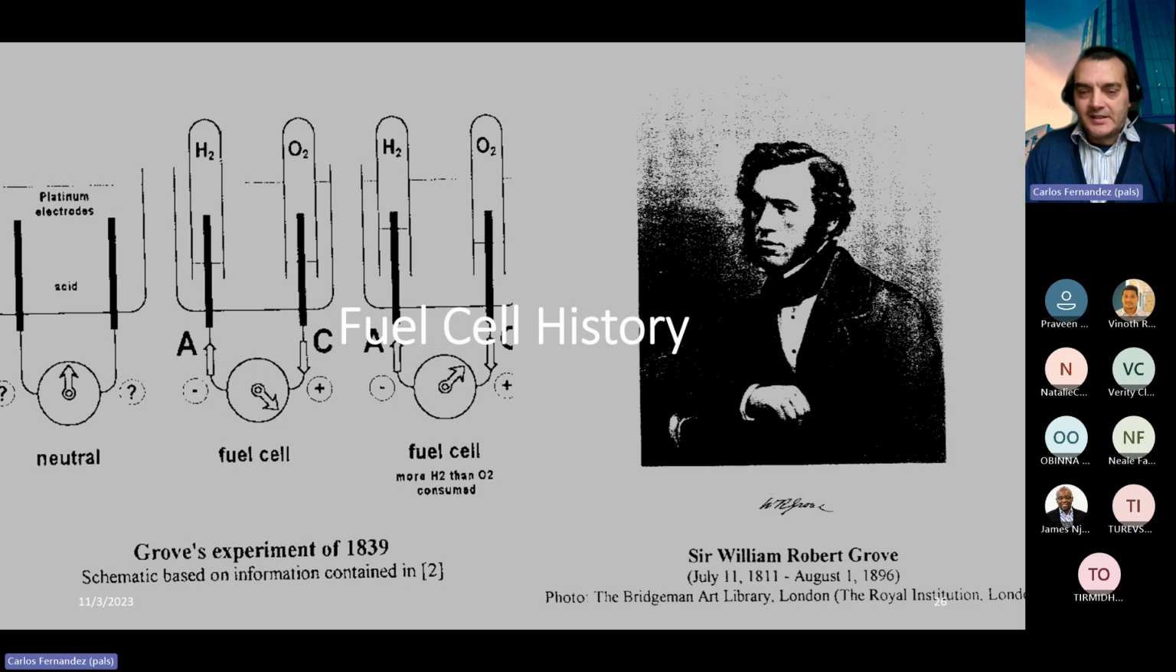The fuel cells that he developed and the fuel cells that we are currently seeing are quite similar. In particular, he already knew that the best catalyst was platinum. So as you can see on the left-hand side of the slide, we have some platinum electrodes. As you can see, they were splitting water into hydrogen and oxygen, and hydrogen and oxygen were trapped in different tubes.